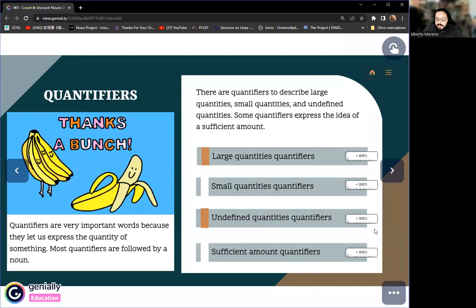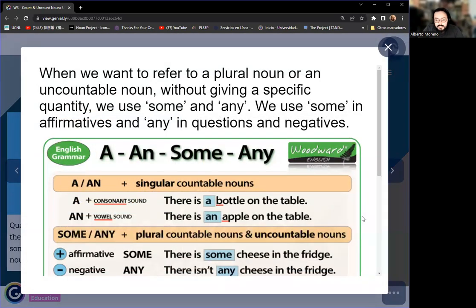Bueno, vamos a hablar de undefined quantities, para cantidades no definidas. And it says in here, when we want to refer to a plural noun or an uncountable noun without giving a specific quantity, we use some and any. And we use some in affirmative sentences and any in questions and negative sentences. Okay.